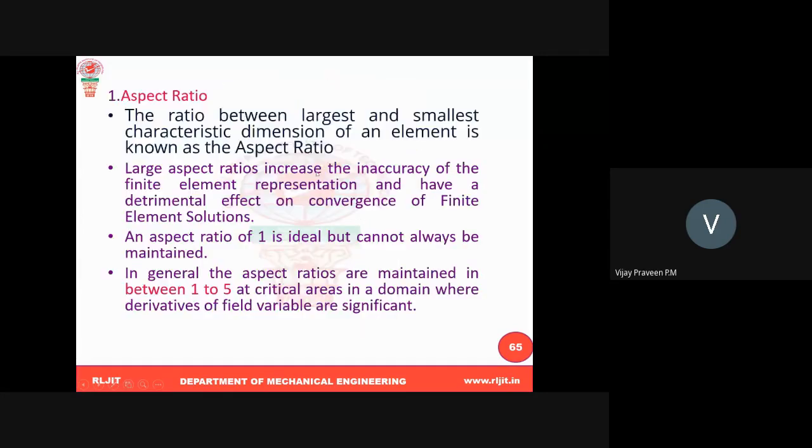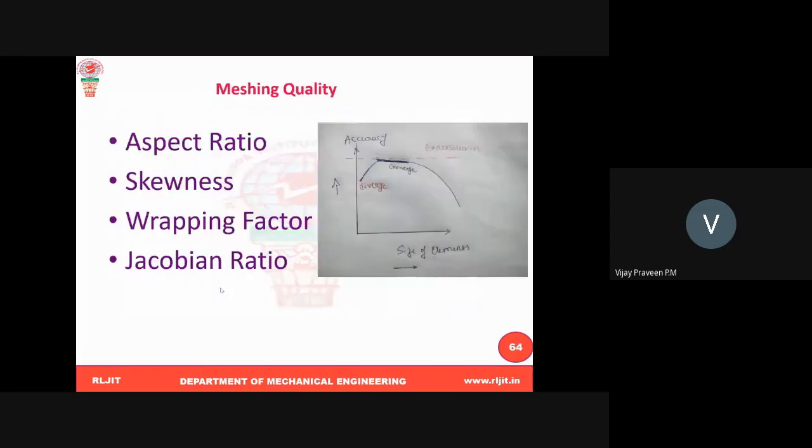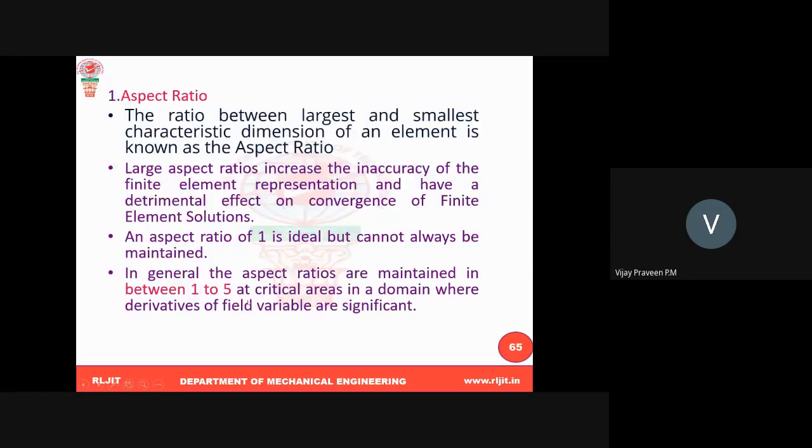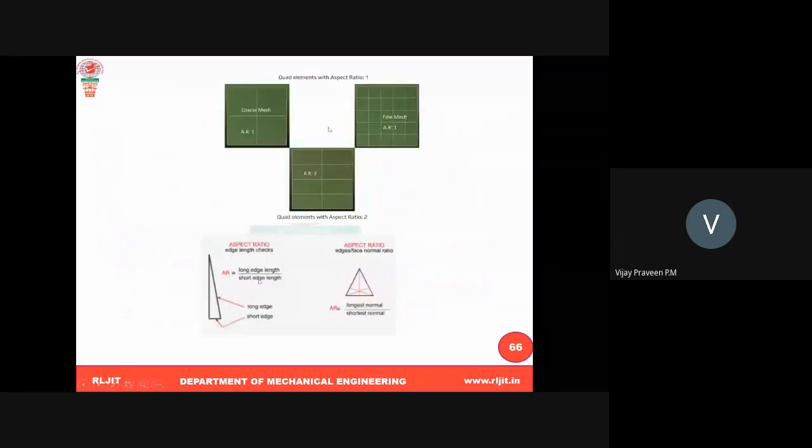So what is the standard value? The aspect ratio should be maintained within 1 to 5. Within that range only you should maintain it. If it crosses 5, as you reduce the size, the aspect ratio is going to change, and that definitely affects the result and makes it diverge from the exact solution. That's why this happens. You can't always maintain 1, it is the ideal condition. You should maintain at least up to 5. Aspect ratio means the ratio of the longer edge to the shorter edge. That is what you have to maintain. Understood, all of you?